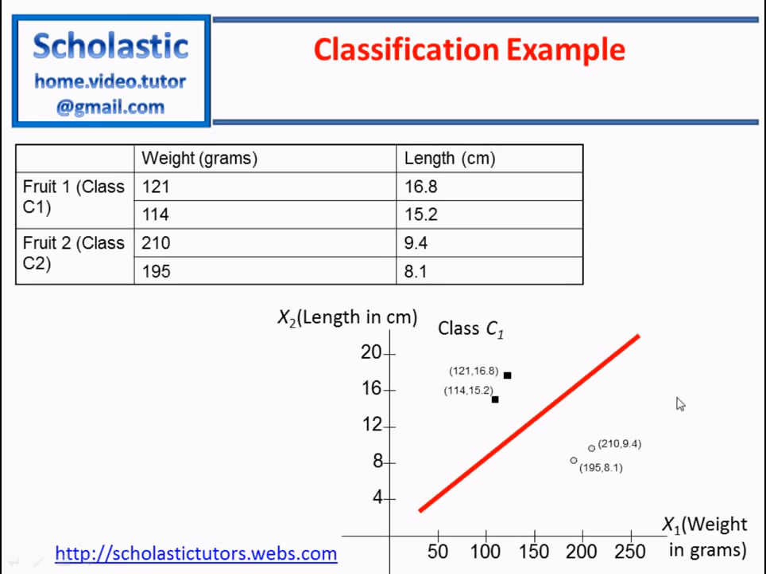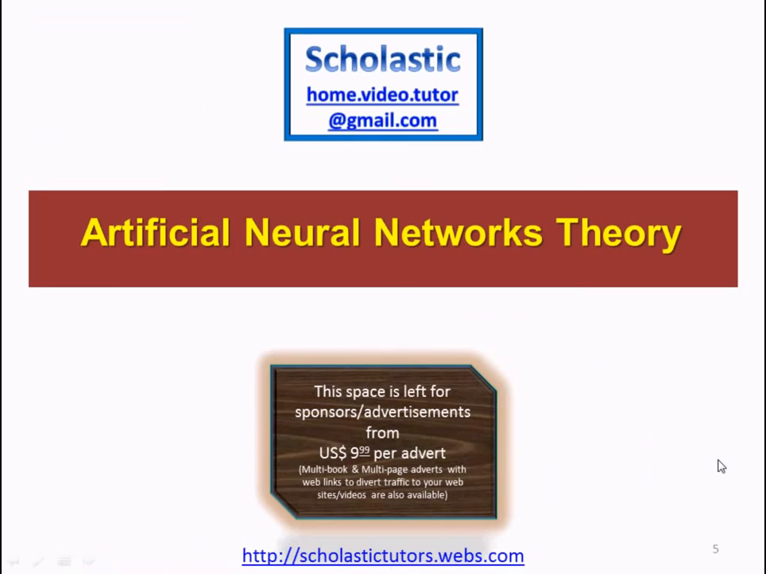Again, we can say there are two classes here. The first two fruits belong to class C1 and the second two fruits belong to class C2. So basically this is what we will get at the end of the neural network classification.